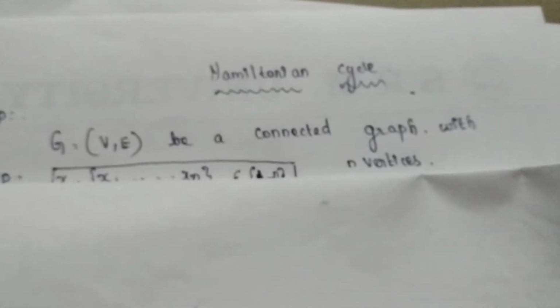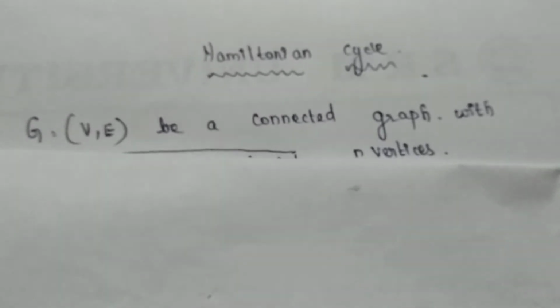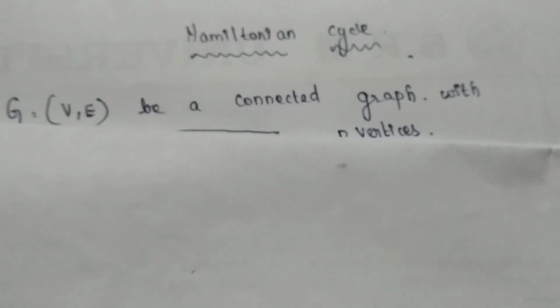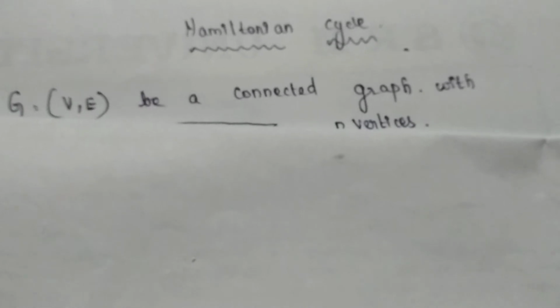This video helps you to learn how to find Hamiltonian cycle for a graph using backtracking technique. So what is Hamiltonian cycle? Let's take a graph of n vertices which is represented by G. G is having set of vertices V and set of edges E.